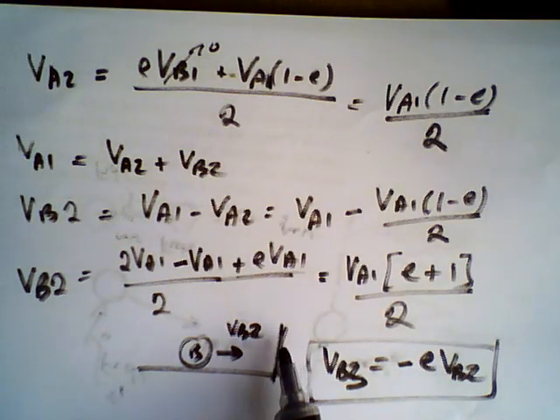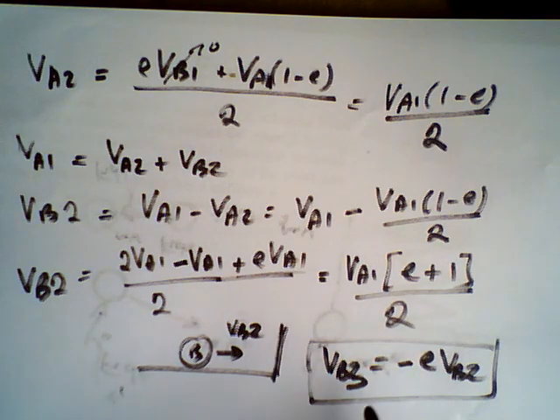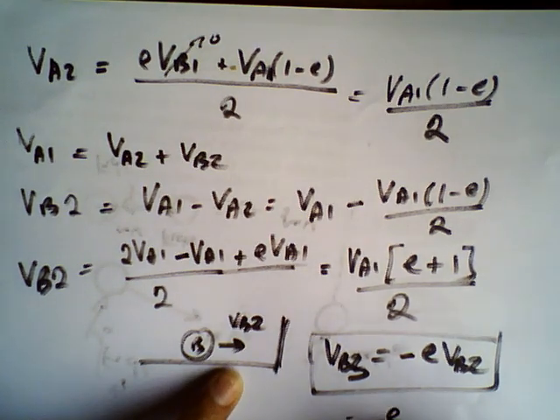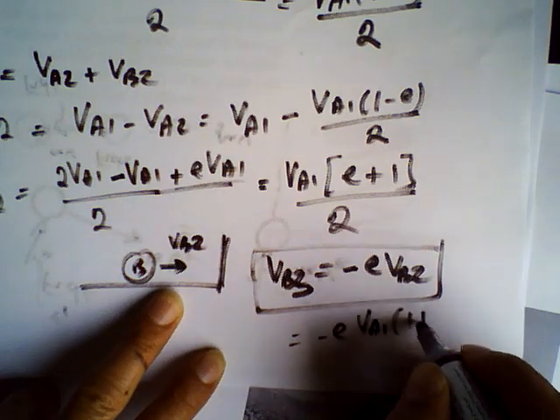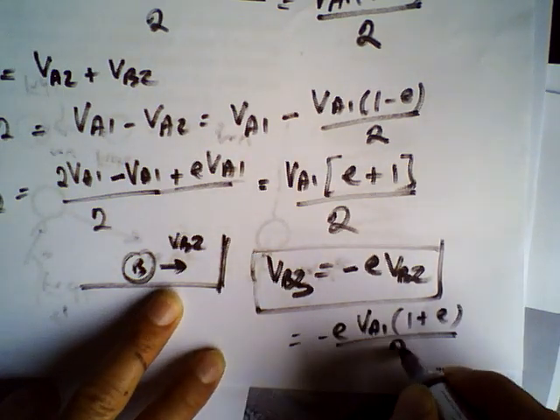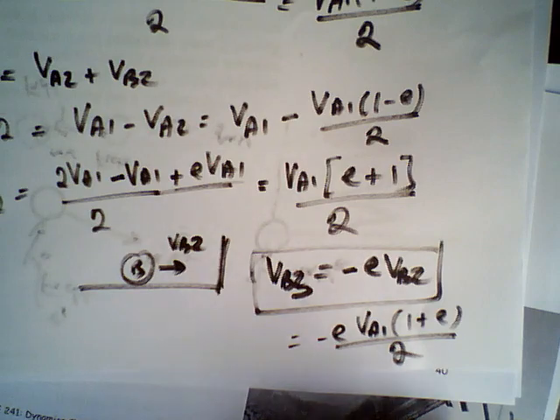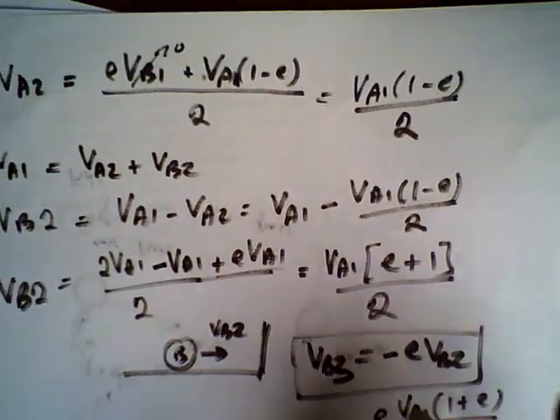You can treat the wall as a mass, and it has zero velocity. Then VB3 is equal to minus E multiplied by VB2, which is basically equal to minus E multiplied by that number, VA1 times 1 plus E, divide that by 2. Okay guys, so that is really it in terms of this example.